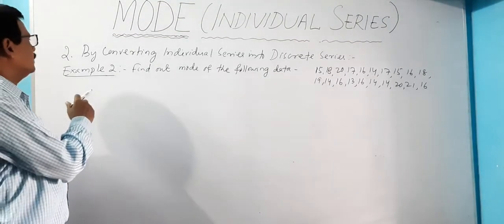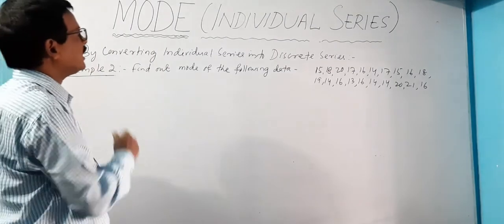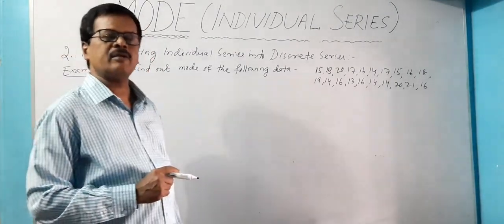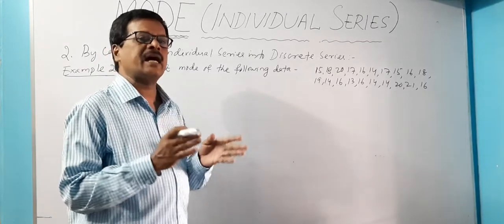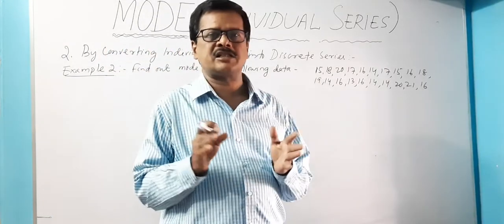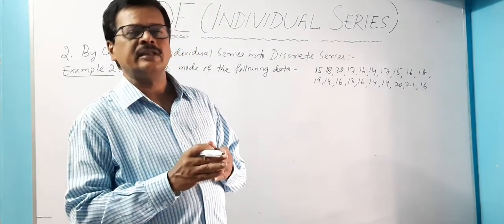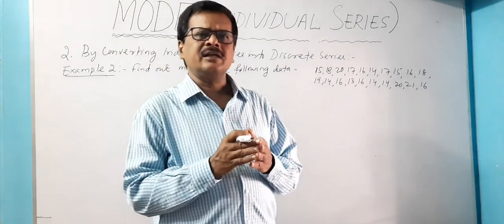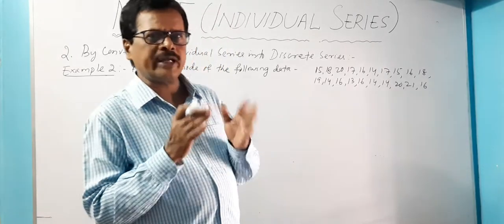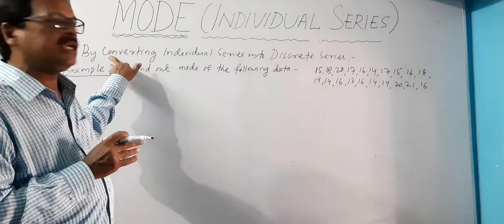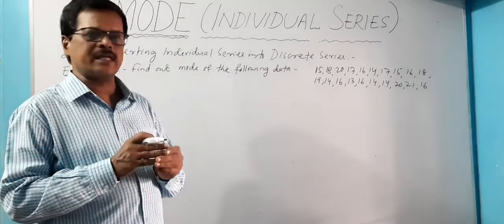Now, the next method is by converting individual series into discrete series. We can calculate the modal value this way when the number of items given is large. When a large number of items are given, then we can use this method, that is, converting individual series into discrete series.